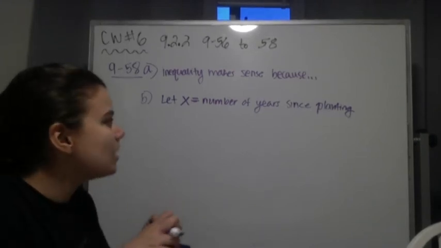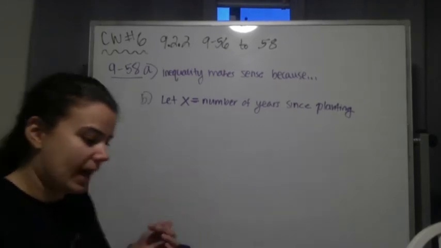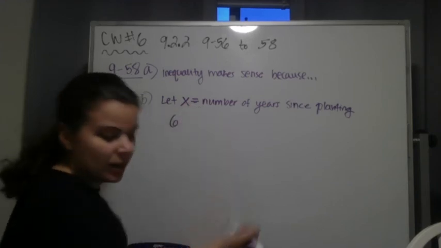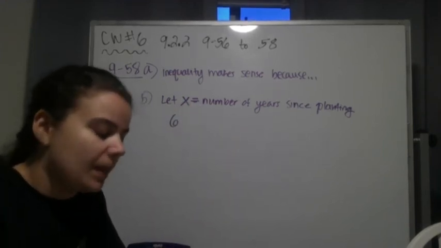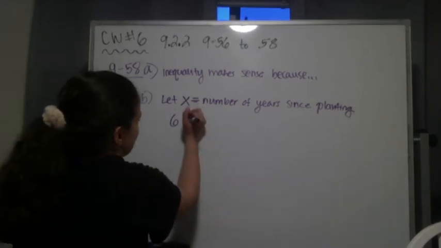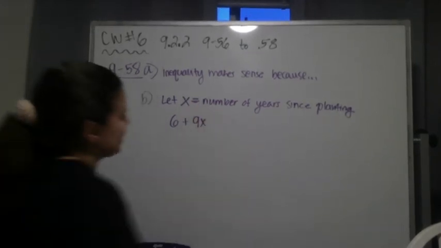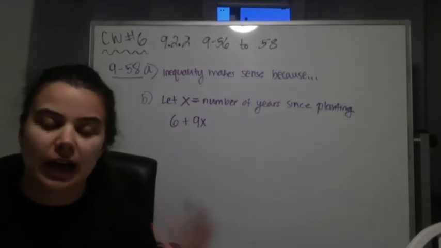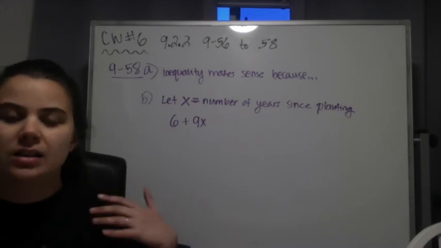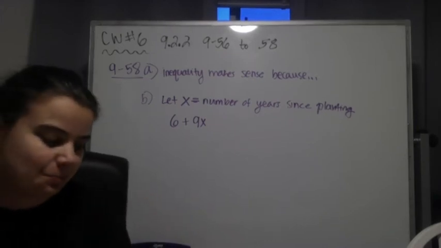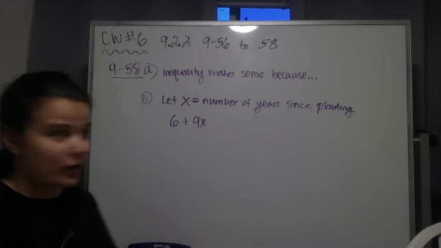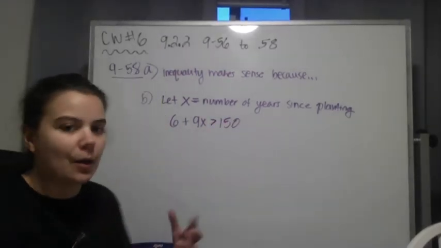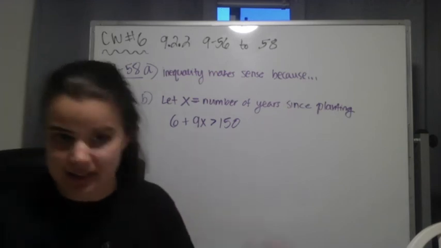So if x is the number of years since planting, they tell us that the sapling plants start at 6 centimeters. It's like our initial value. And grow 9 centimeters each year. So that's like adding 9x, right? If we were to write an equation, y equals mx plus b, we could say that the height y is equal to 9 times x plus 6. We need that to be greater than 150, right? Because once it's 150 centimeters tall, that's when it starts flowering, and we want it to flower because then it's pretty and then it makes a nice gift.